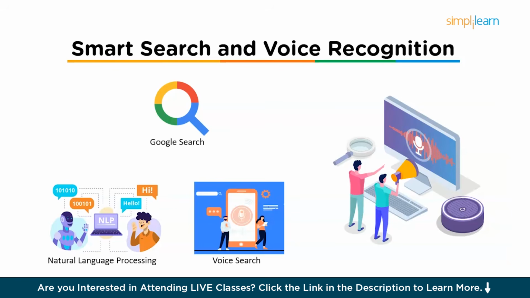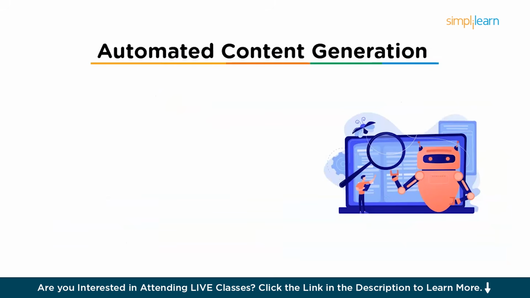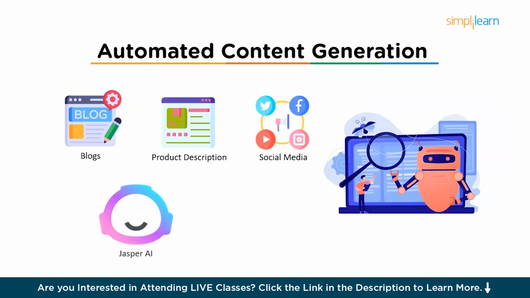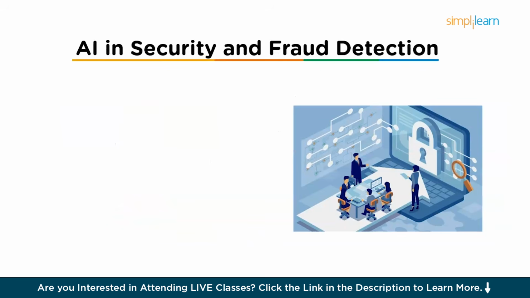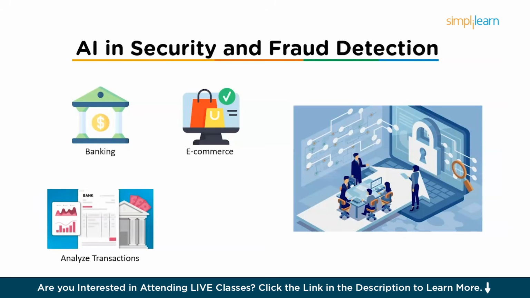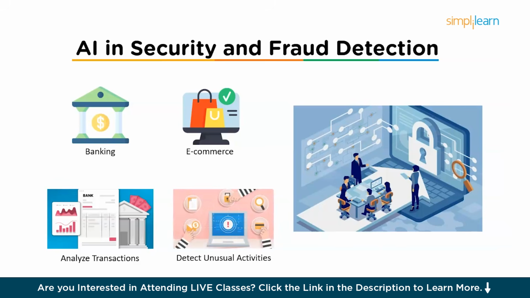Now moving on to the next one, we have automated content generation. AI tools can now generate high quality content for blogs, product descriptions and social media. Tools like Jasper and Copy.ai help businesses create engaging content quickly, reducing manual effort. Now moving on to the next one, we have AI in security and fraud detection. So web applications, especially in banking and e-commerce, use AI to detect fraud and security threats. AI algorithms analyze transactions and detect unusual activities to prevent fraud before it happens.